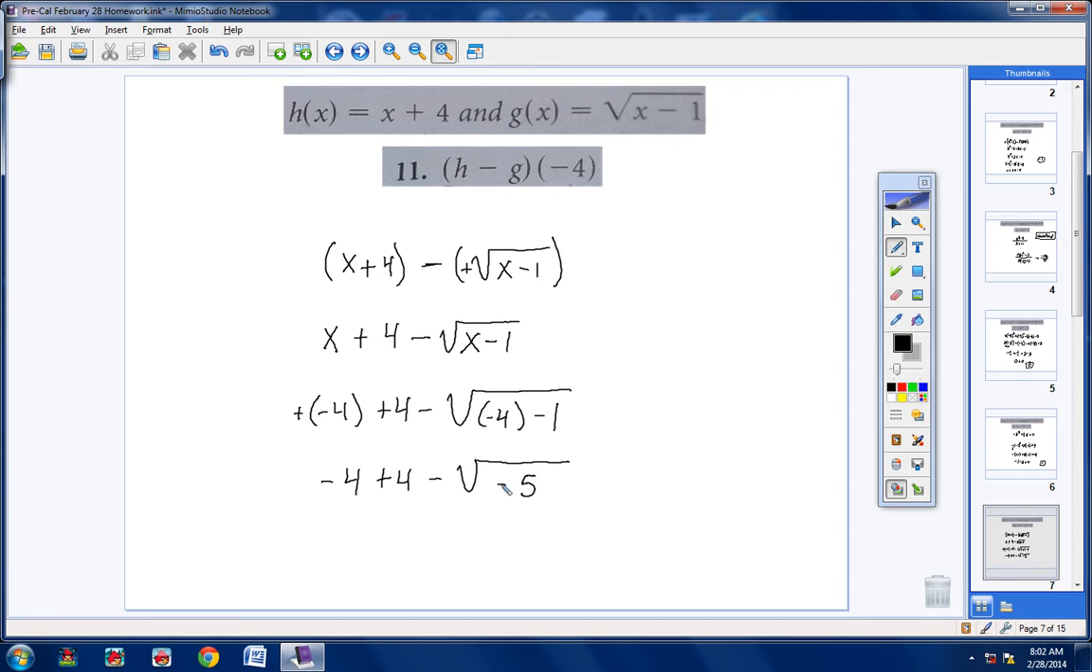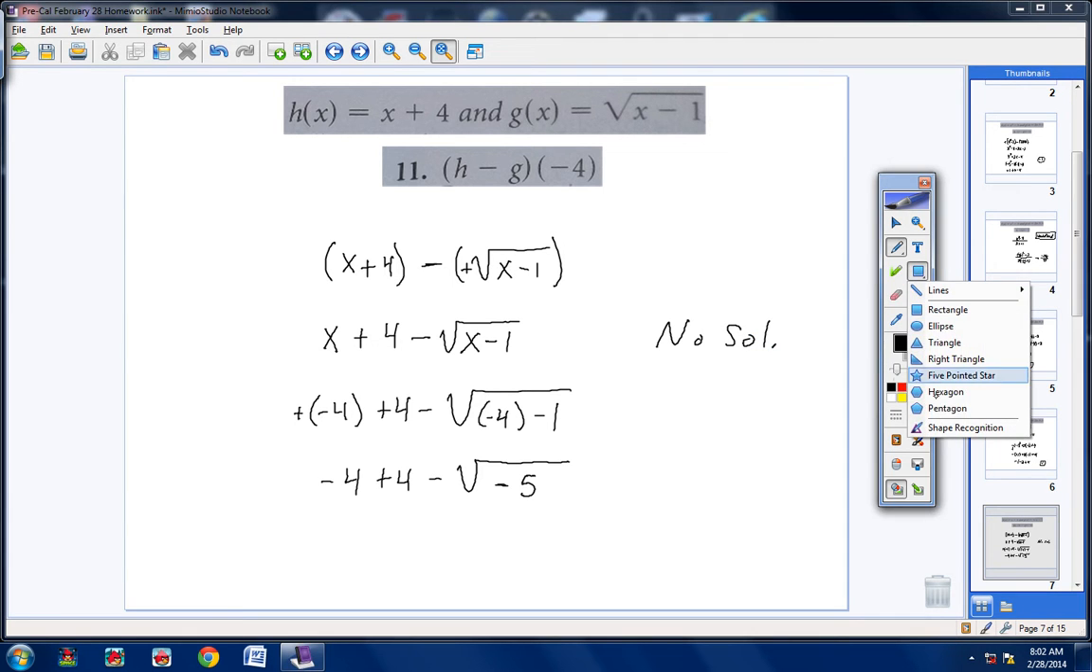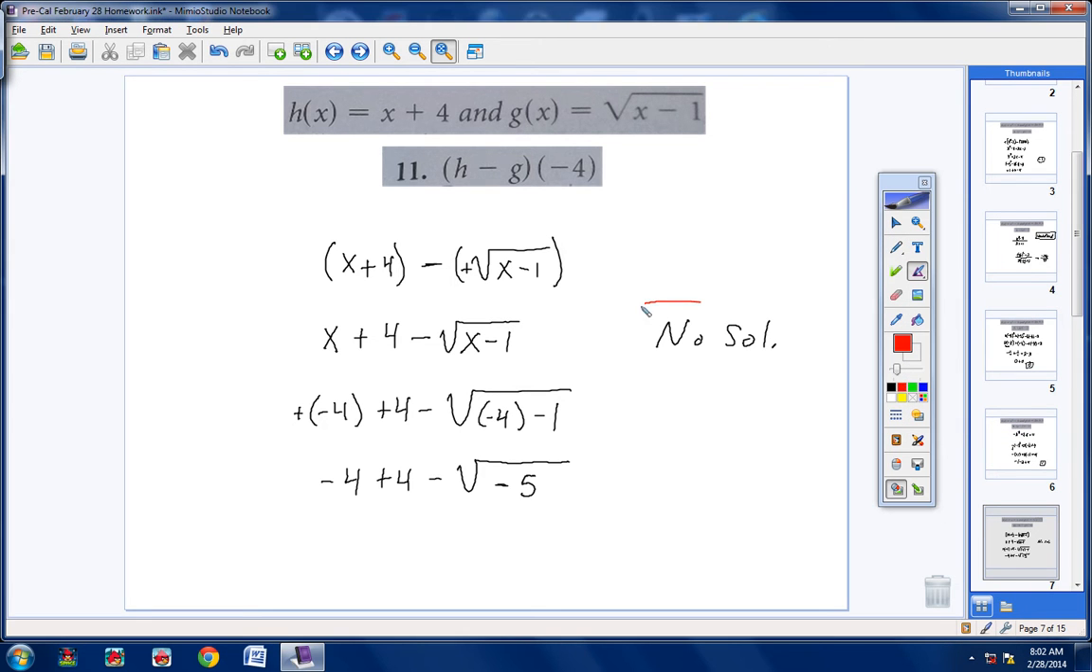And guess what? You can stop right now and put no solution or undefined, whatever you would like to put. And the reason being for that is you can never take the square root of a negative number. Now we've learned before to use the imaginary number i, but in this case they want real answers or nothing at all. So the answer is no solution.